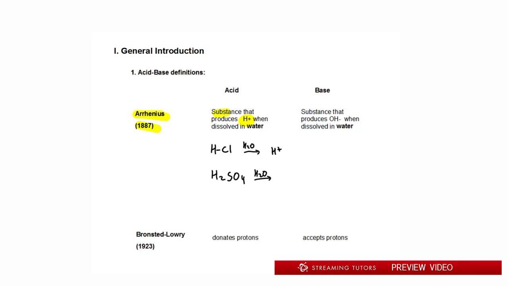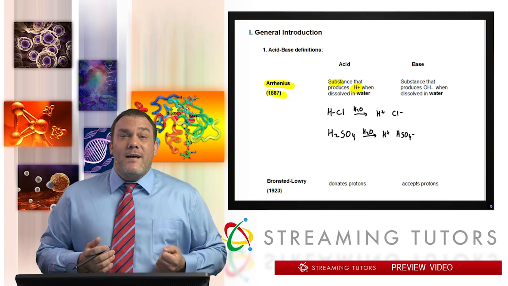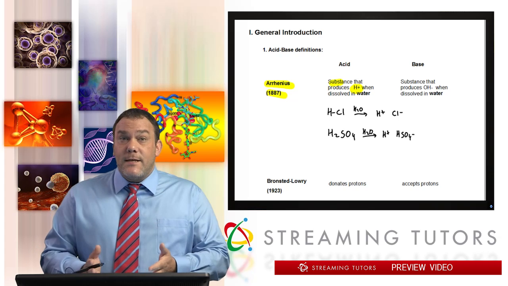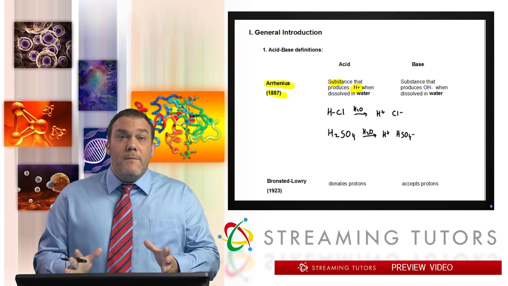Now, water is going to want to pick up that proton, but if we look at it, it will release a proton from hydrochloric acid. So we'll get H+ plus Cl minus, or H+ and HSO4 minus. So notice that these two are examples of substances that produce protons. So these are acids.